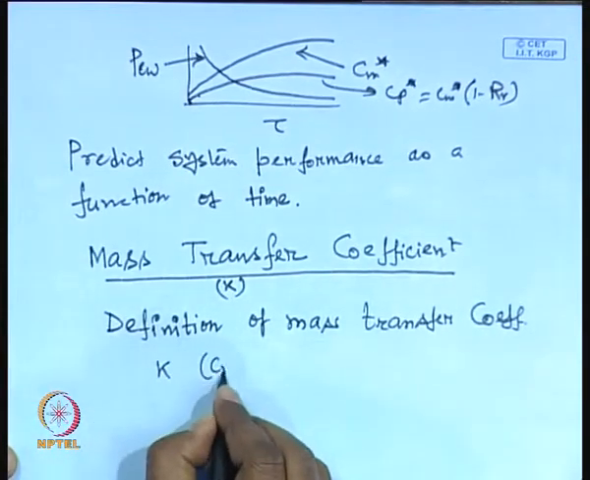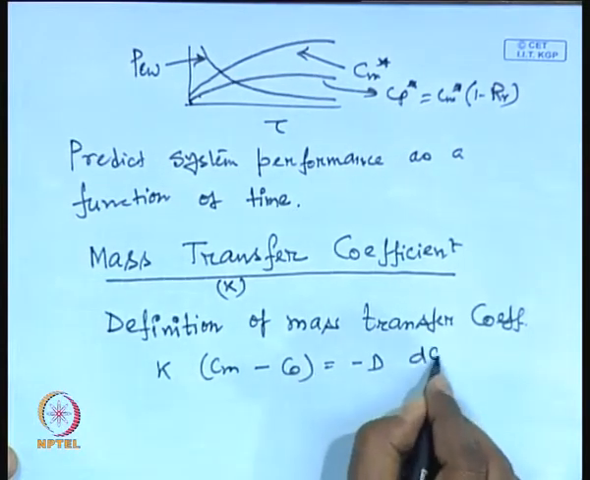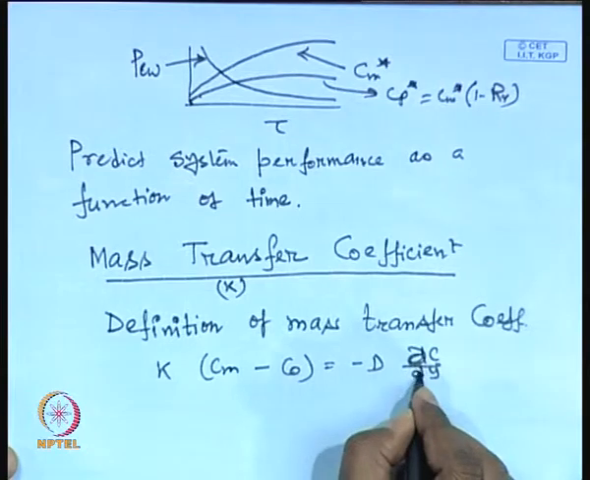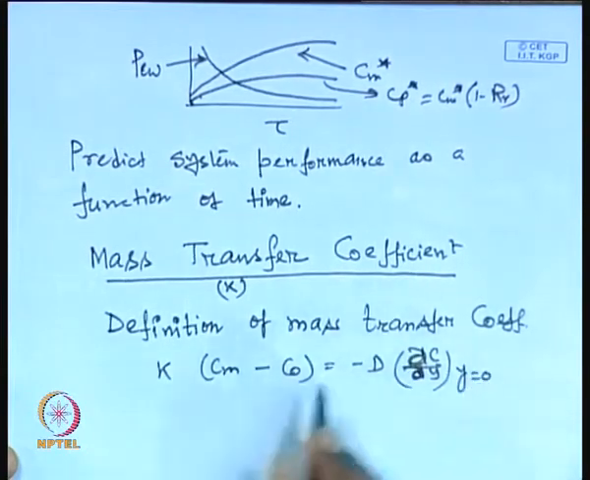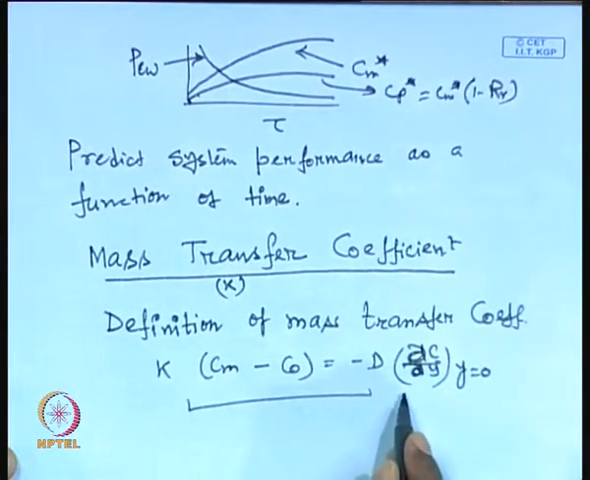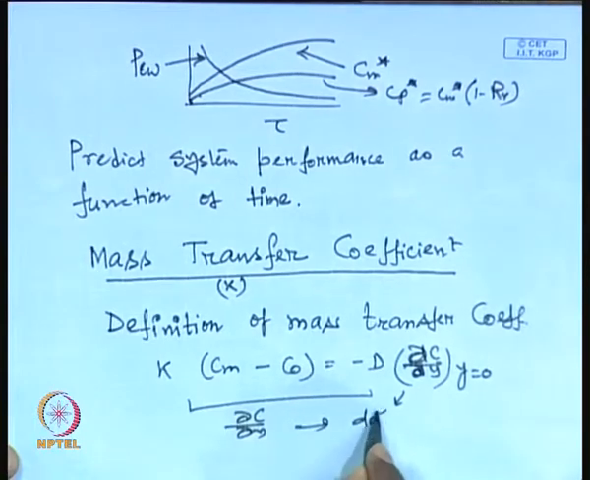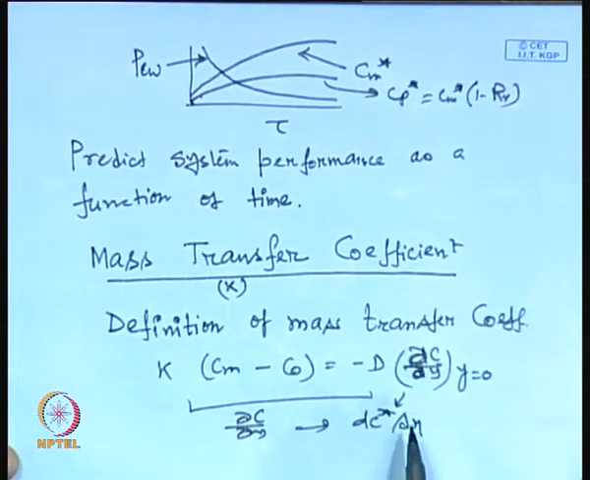K times Cm, that means C at y equal to 0 minus C naught is equal to minus d dc/dy, del c del y at y is equal to 0. That is the definition of the mass transfer coefficient. Now, I think we have done this exercise earlier in the case of rectangular geometry. We have to replace del c del y in terms of dc star d eta, in terms of the non-dimensional similarity parameter eta, and before that you have to make this equation non-dimensional.